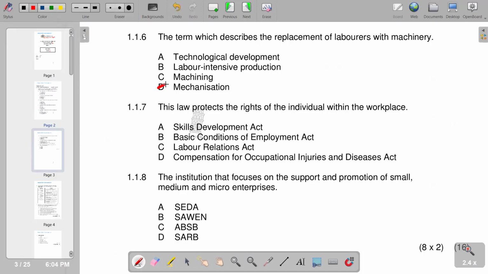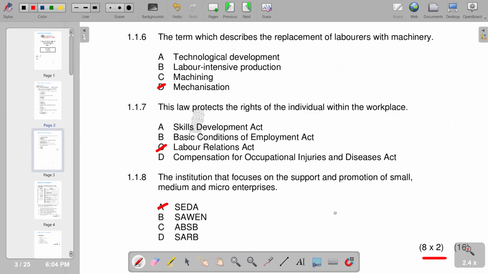Number 7, this law protects the rights of the individual within the workplace. So we have the Labor Relations Act, which is C. And then 8, the institution that focuses on the support and promotion of small, medium, and micro enterprises is SEDA, which stands for Small Enterprise Development Agency. So this is what we have on number 8, which marks the end of our multiple choice section with 8 questions.